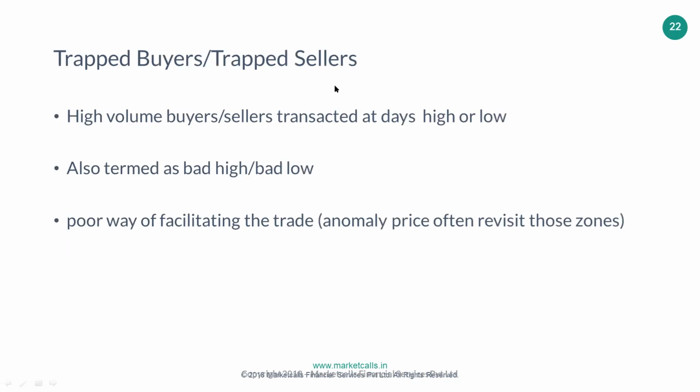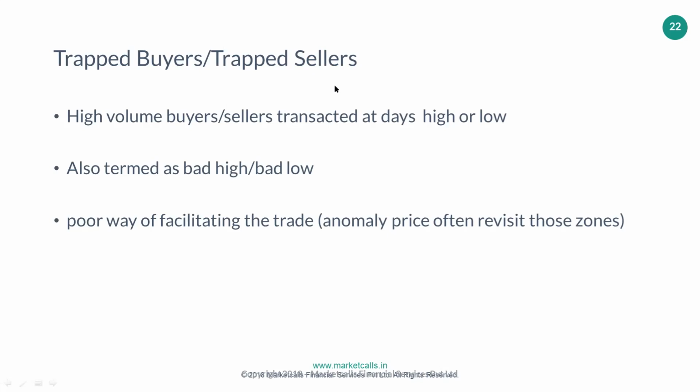Again, trap buyer and trap seller are a pretty interesting topic. Very interesting topic, I would say. This is where high volume buyers or sellers transacted at the day's high or lows. When I say at the day's high, I mean pretty close to the extreme, the day's high extreme or pretty close to the day's low extreme. It is also termed a bad high or a bad low. It's an immediate trading opportunity, right? But they also result from a poor way of auctioning.